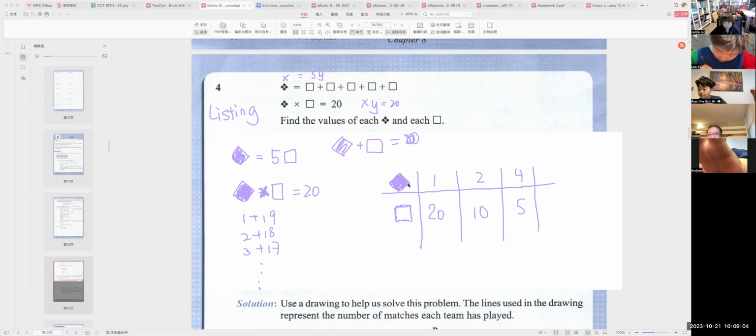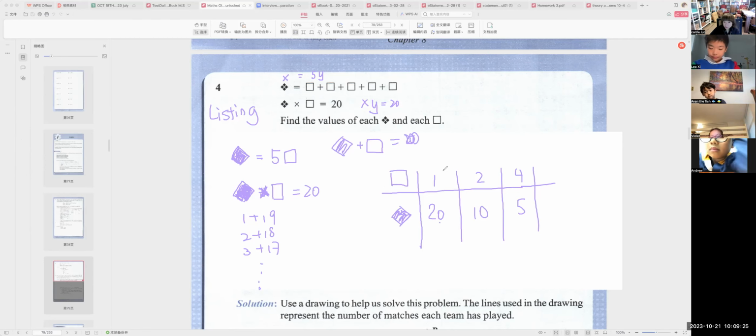Okay, because I made a mistake, you know the diamond should be bigger than the square, right? Because diamond equals 5 squares. So this one should be square. This one should be diamond. Correct, everybody? So let's see.